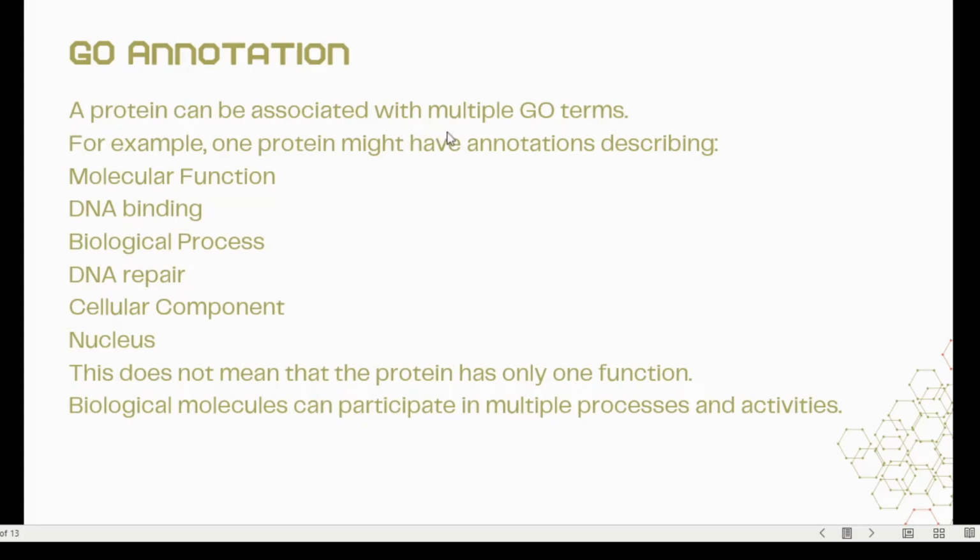A protein can be associated with multiple GO terms. For example, one protein might have annotations describing molecular function as DNA binding, biological process as DNA repair, and cellular component as nucleus, but this doesn't mean the protein has only one function. Biological molecules can participate in multiple processes and activities, and that can be described using gene ontology, which we will describe in the demonstration session.